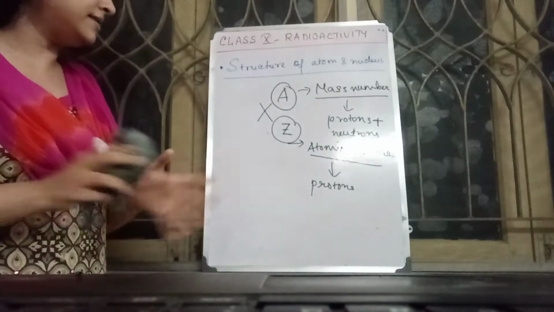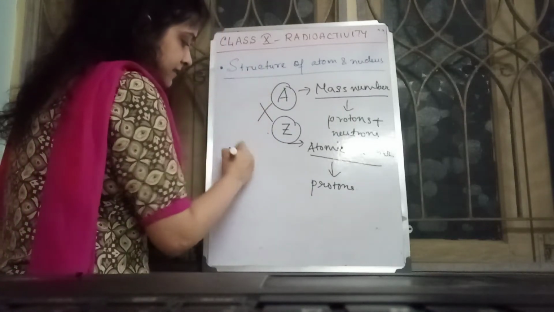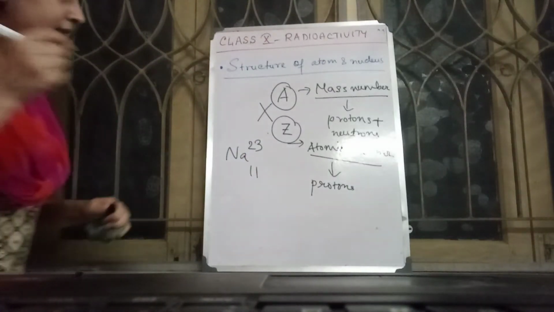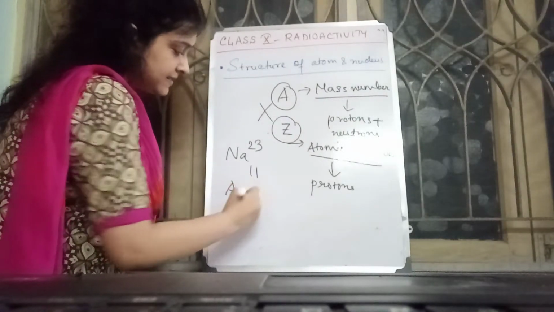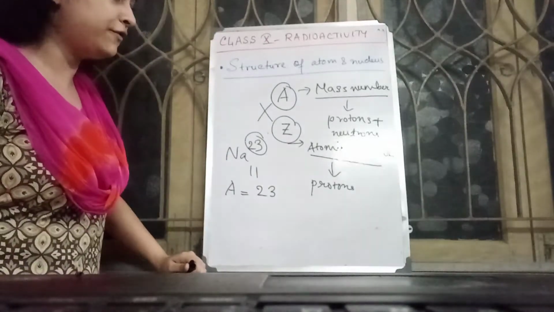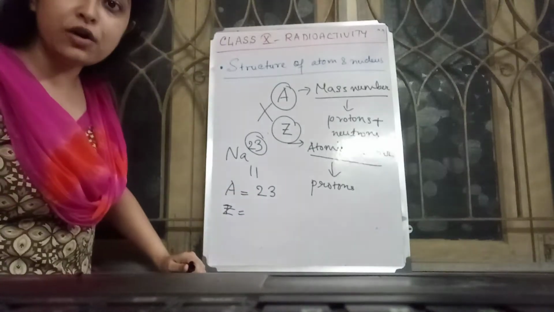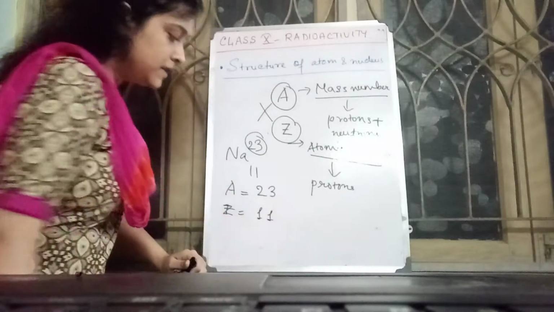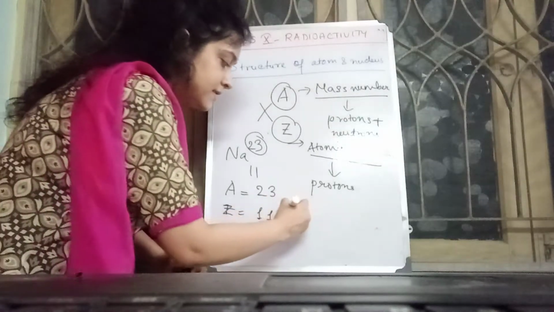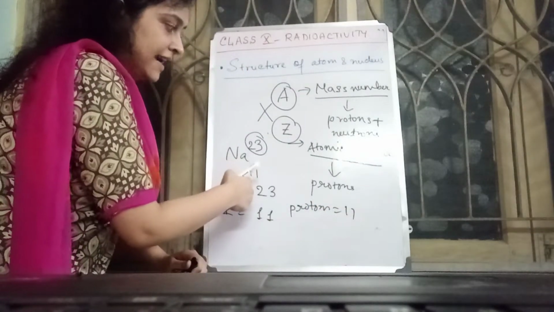So you know all these things. So suppose, for example, say sodium, right? Then tell me, what is the mass number? Mass number is 23. That means the number of protons plus the number of neutrons is 23. What is the number of protons? 11. Number of protons 11. So if I ask you, what is the number of neutrons? How many protons are there? 11, because it's the atomic number.